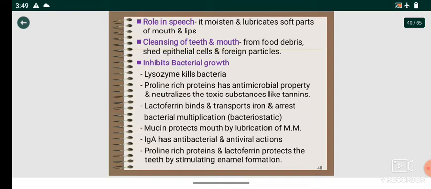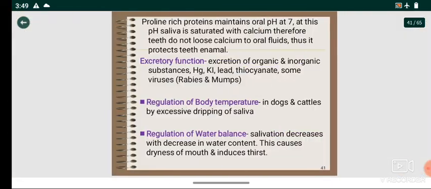IgA, which has antibacterial and antiviral action, is also present in saliva. Mucin protects the mouth by lubrication of the mucous membrane. Proline rich proteins and lactoferrin protect the teeth by stimulating the enamel formation. So this is the antibacterial function of saliva.